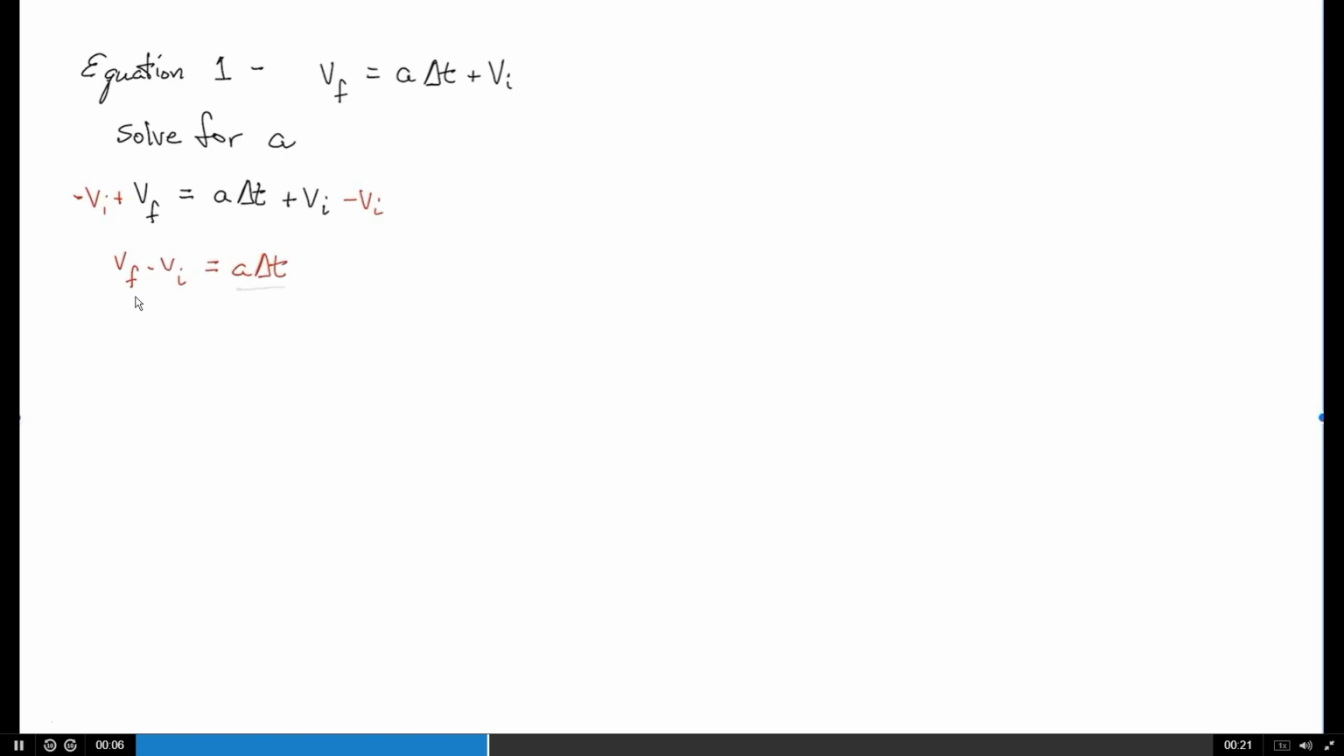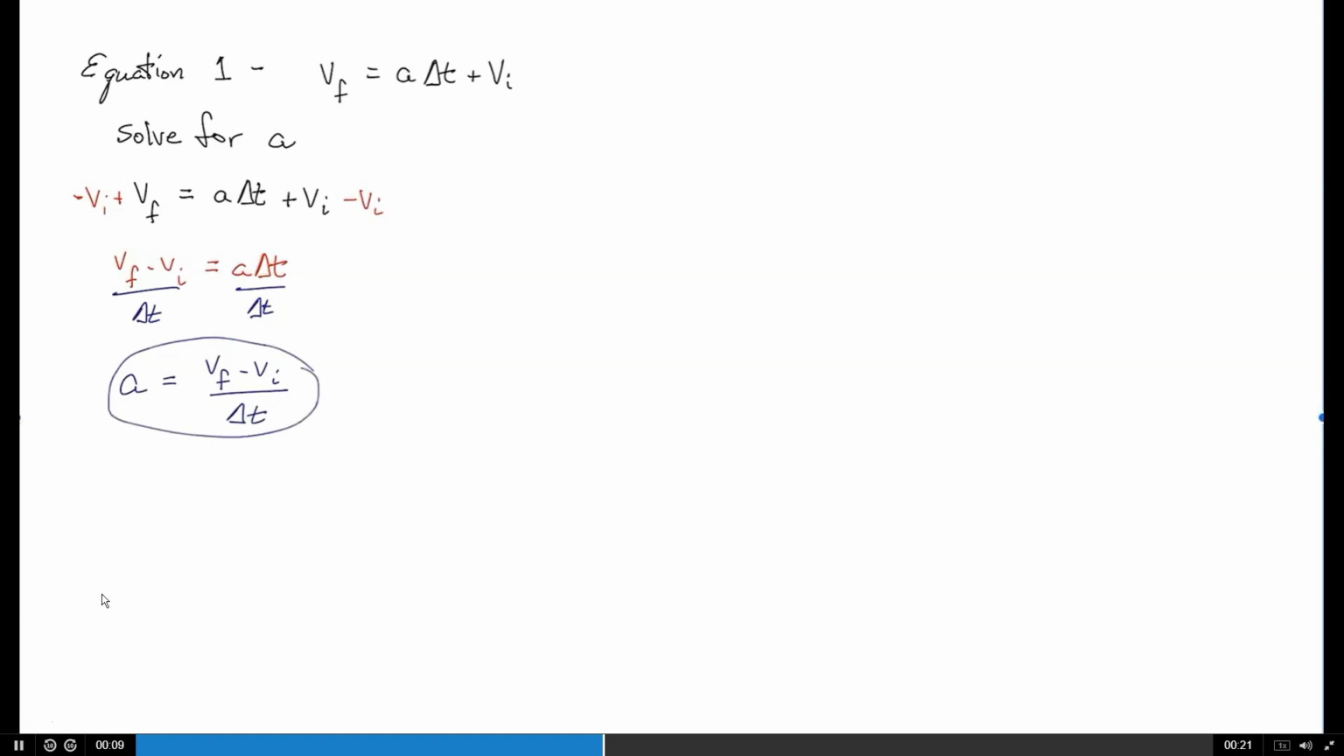We write our equation, which is final velocity minus initial velocity is equal to acceleration times elapsed time. We haven't quite isolated the acceleration, so now we have to remove the elapsed time. We do that by dividing both sides by delta t, and that leaves us with the acceleration is equal to the final velocity minus the initial velocity divided by the elapsed time.